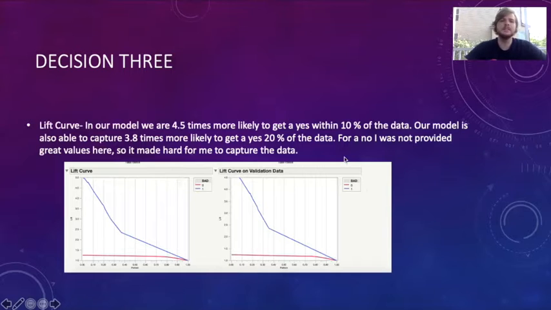Lift curve. This is also really important, and we can see that our model is 4.5 times more likely to get a yes with 10% of the data, and our model is also 3.8 times more likely to get a yes at 20% of the data. For a no, I was not provided great values here, so it made it hard to capture the data.